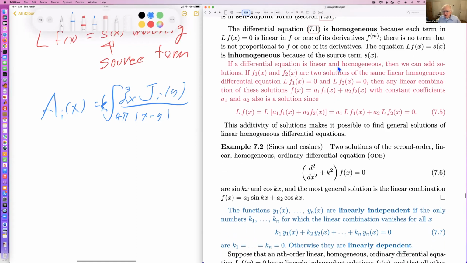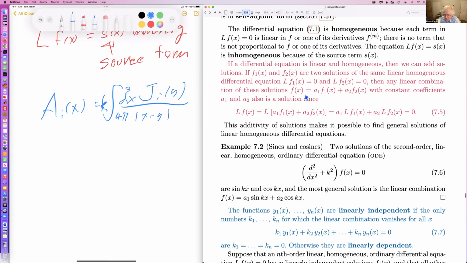if you have a differential equation that's linear and homogeneous, then you can add solutions. The point is that, of course, if LF1 equals 0 and LF2 equals 0, then L acting on the sum of the two of them is A1 L on the first plus A2 L on the second. And that gives you 0. So the sum is a solution if each of them is a solution. And of course, that can be generalized from 2 to n. And so that makes it possible to find general solutions of linear homogeneous differential equations.